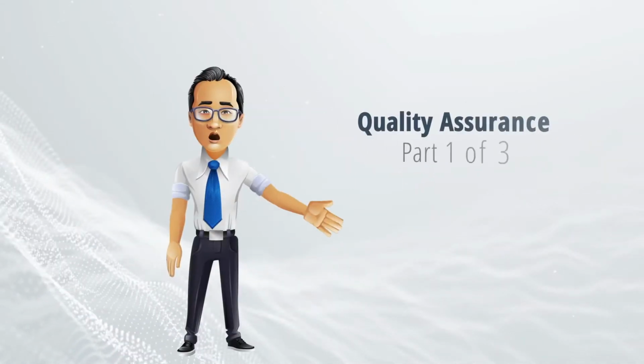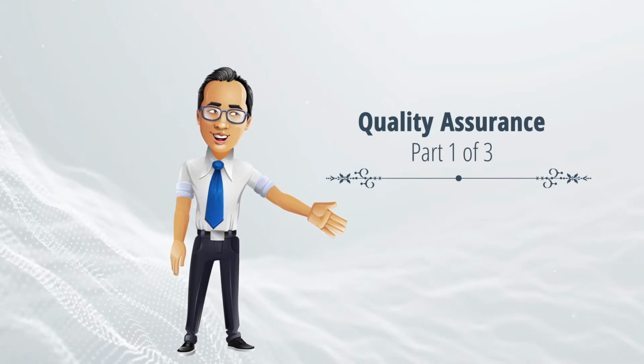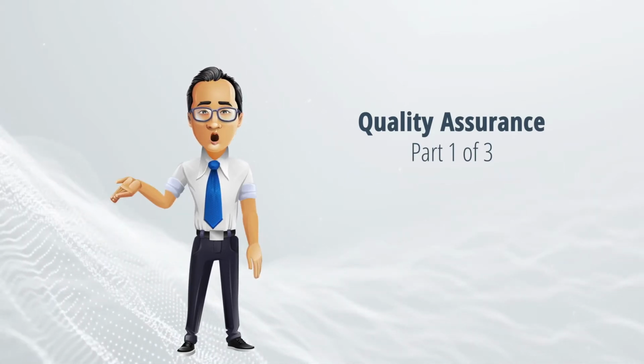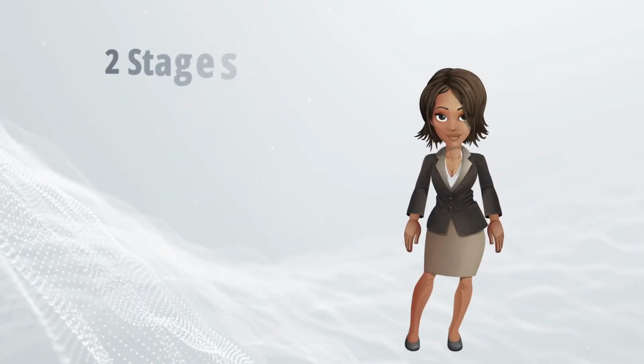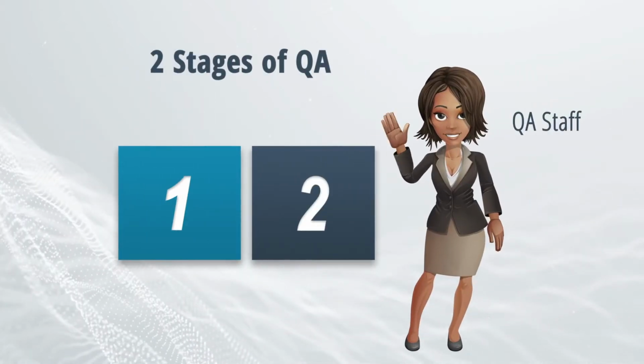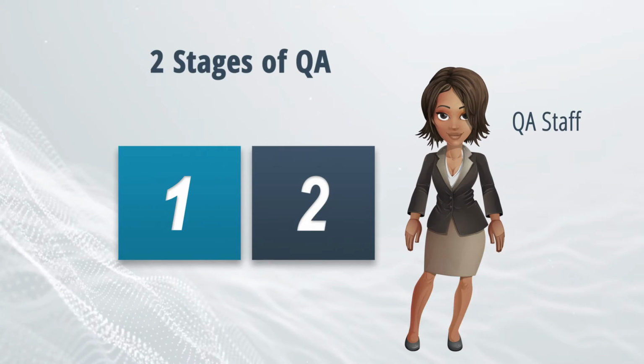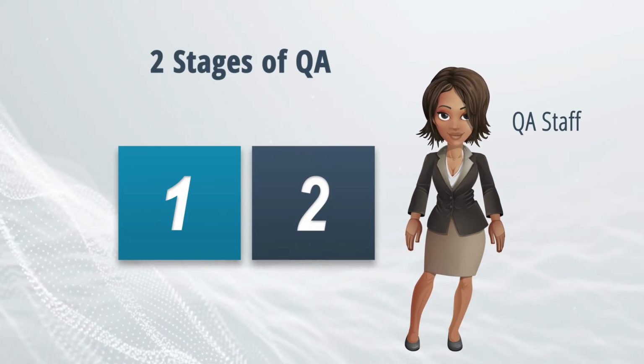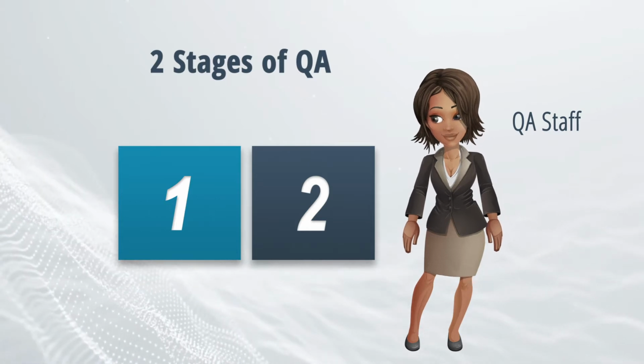This video is the first in a three-part series about quality assurance, or QA, and the QA staff who conduct it during a review. This video will cover the two stages of QA in which a QA staff person will find him or herself engaged during a review.